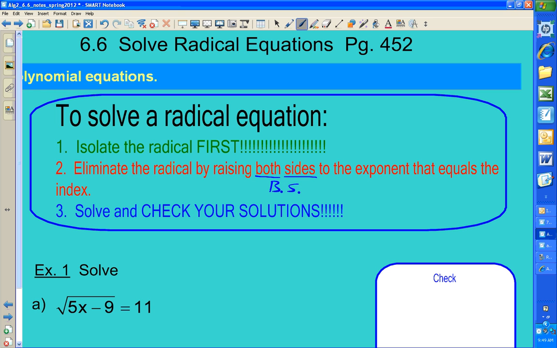Isolate the radical, get rid of the radical, solve. You're back to an Algebra 1 or Algebra 2 problem now. I can't stress this enough. Check your answers. Checking your answers is the insurance here.